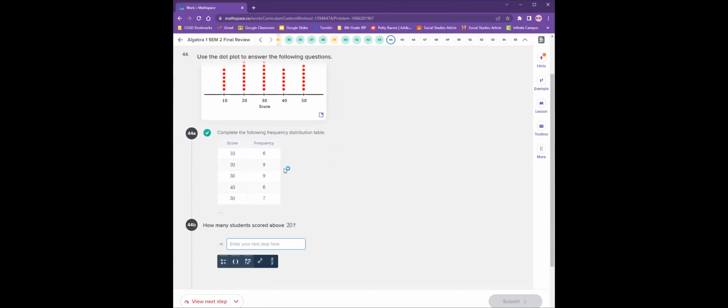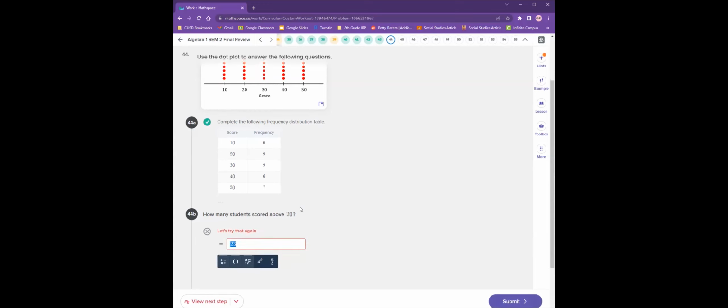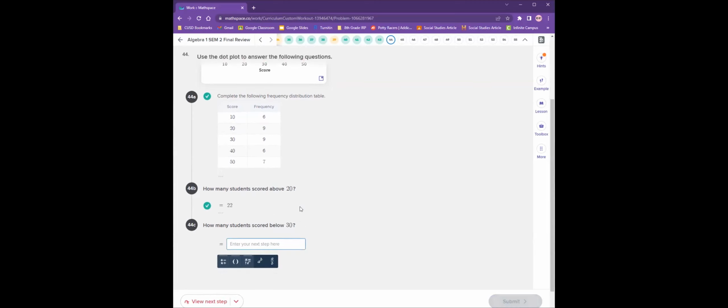How many students scored above 20? So does that include the 20s? No. It's not. It's 15, 23. Is it not 20? Did I do my math wrong? Yes, I did. It's 22. You scored below 30, 15. That's correct.